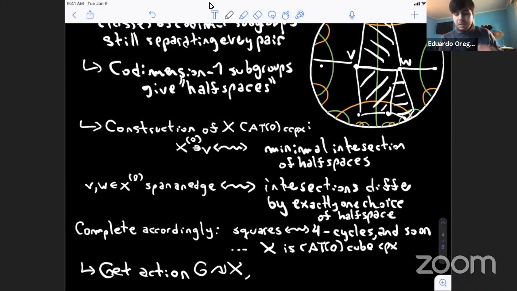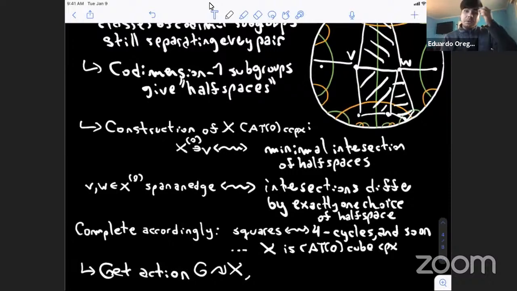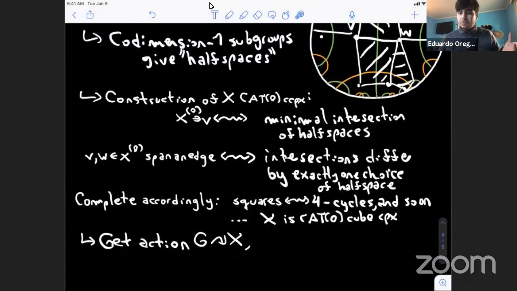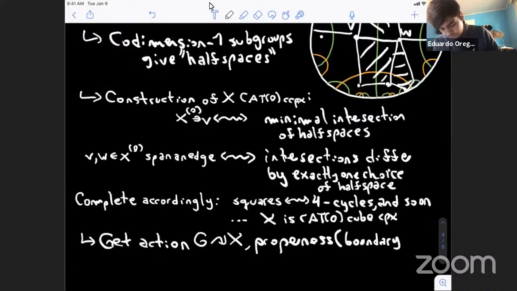And the point is that since at the beginning we started with conjugacy classes of codimension one subgroups, there's an action on the half spaces, and there is also an action on the vertices of this cube complex. Essentially there's an action that can be extended to the whole cube complex. And this is where we stop in general for Sageev's construction. If you want extra properties for this action, then we need extra assumptions. In this case, properness depends on our boundary conditions, maybe assumptions.